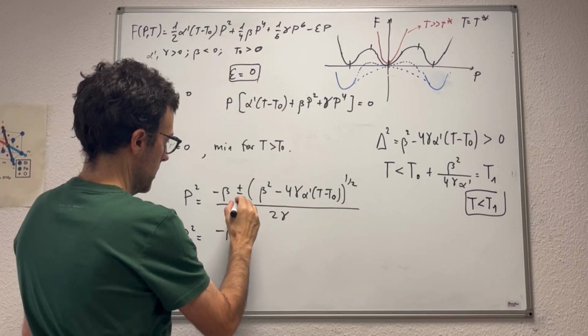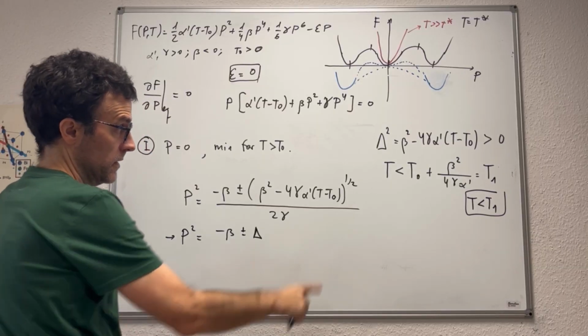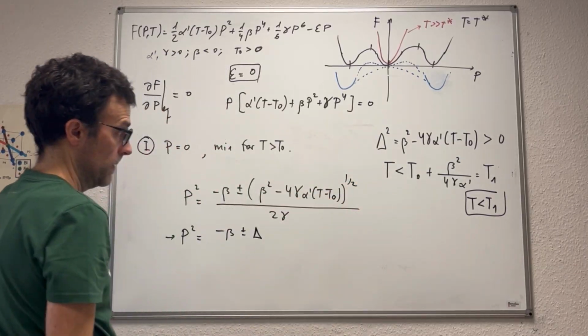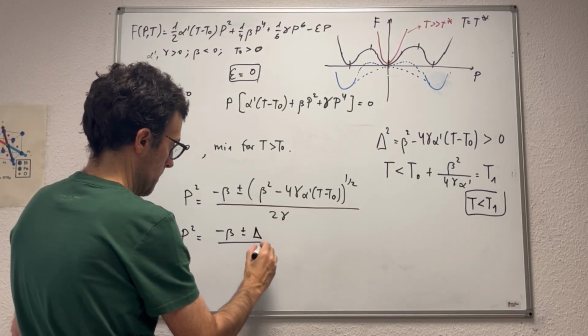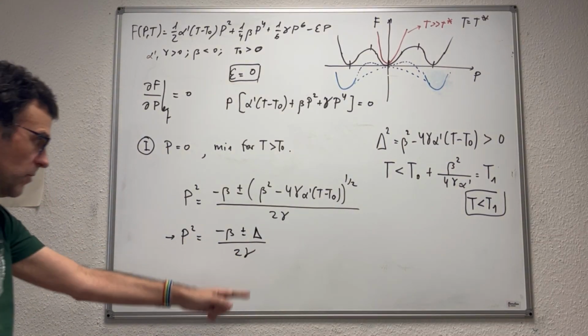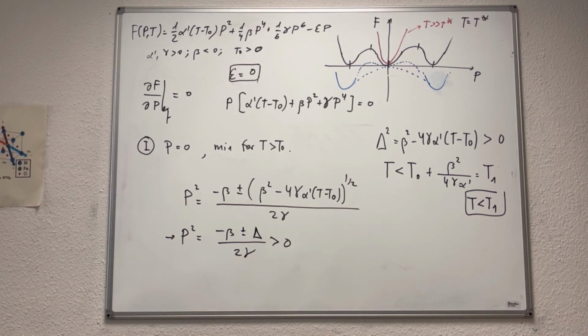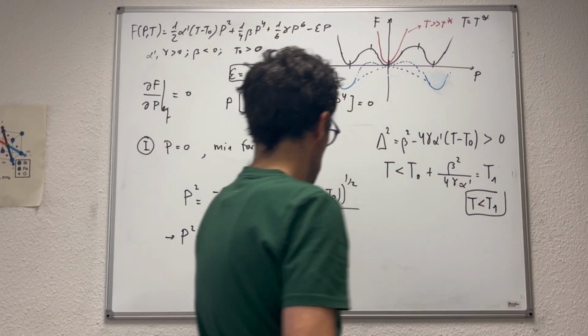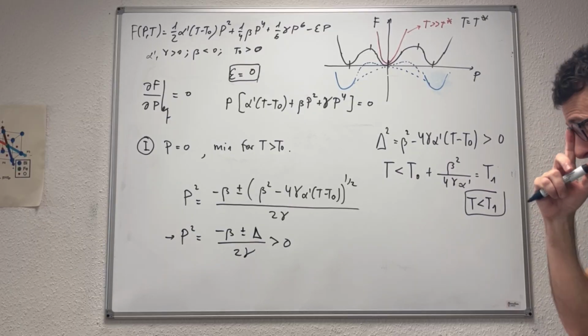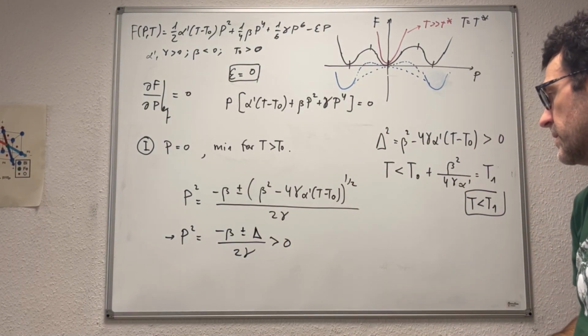This would be beta plus minus delta. Delta is defined like that, so the square root of delta square is delta. That's what we have here, 2 gamma. Okay. And this whole thing now also has to be positive, because here we have p squared. All right. And we have two possibilities, plus and minus, so let's go case by case.